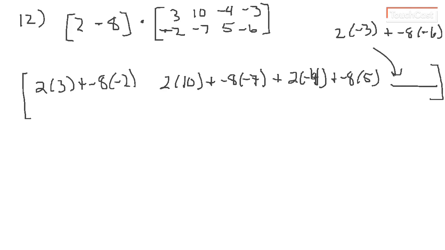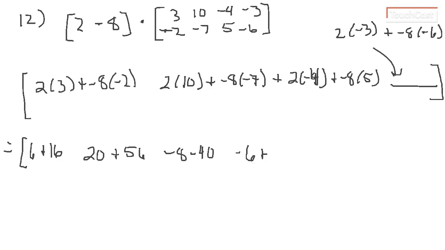Now let's do the multiplication. So in our next line of work, we're going to have 6 plus 16, 20 plus 56, -8 minus 40, and -6 plus 48.